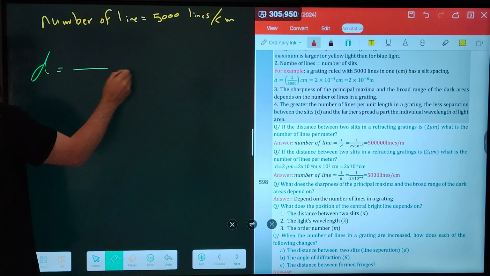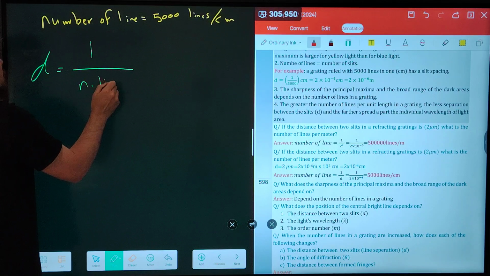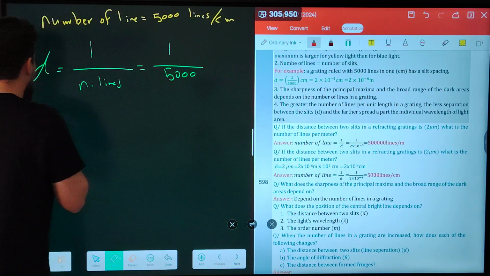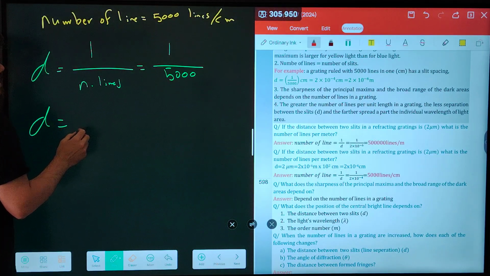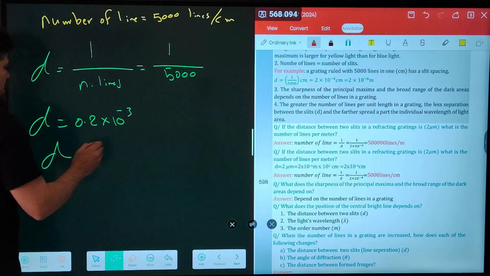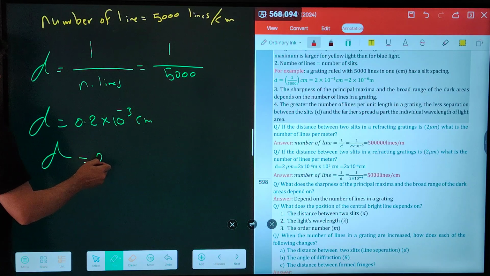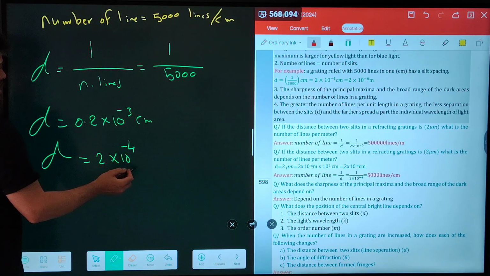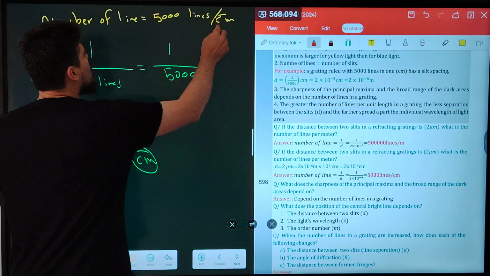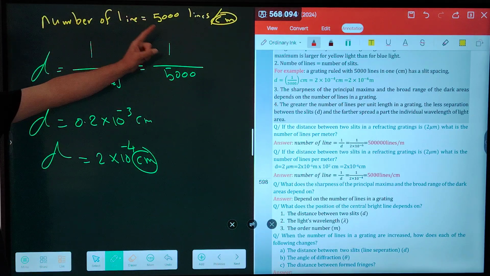It's very easy. D is equal to 1 over number of lines, 1 over 5,000. D is equal to 1 divided by 5, 0.2 times 10 to the power negative 3 centimeter. D is equal to 2 times 10 to the power negative 4 centimeter, by calculator. Why centimeter? Because number of lines was given per centimeter.